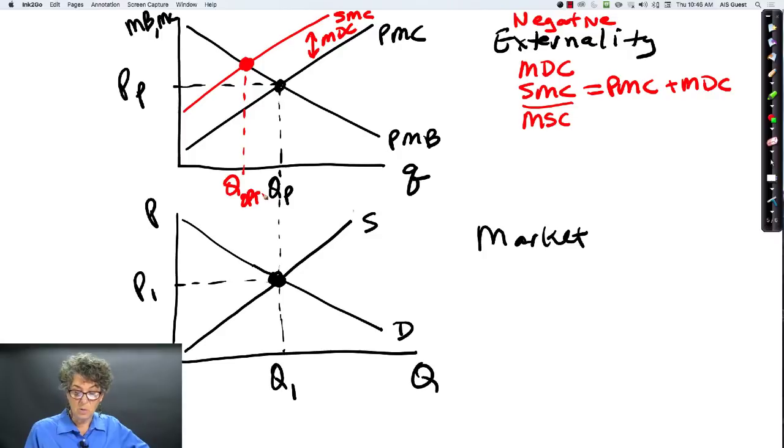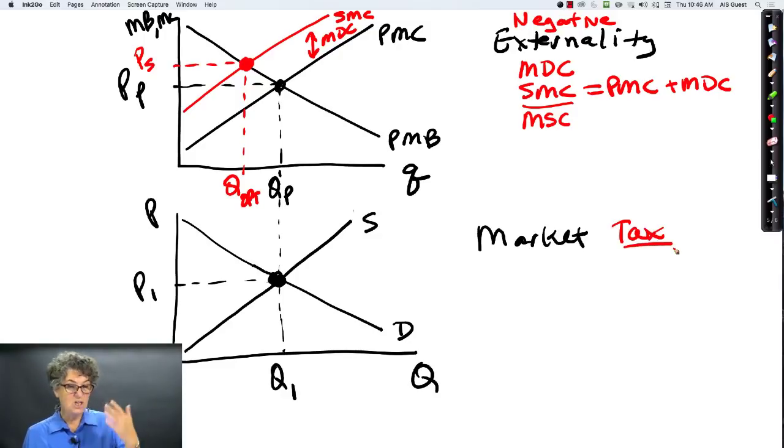That would be the optimal quantity to society that would take into account the social costs and not just the private costs of production. That quantity would be sold at a price PS. How do we bring that about in the market? A tax. So we're going to have a tax, and the tax is how we're going to change the amount that is produced in the market.